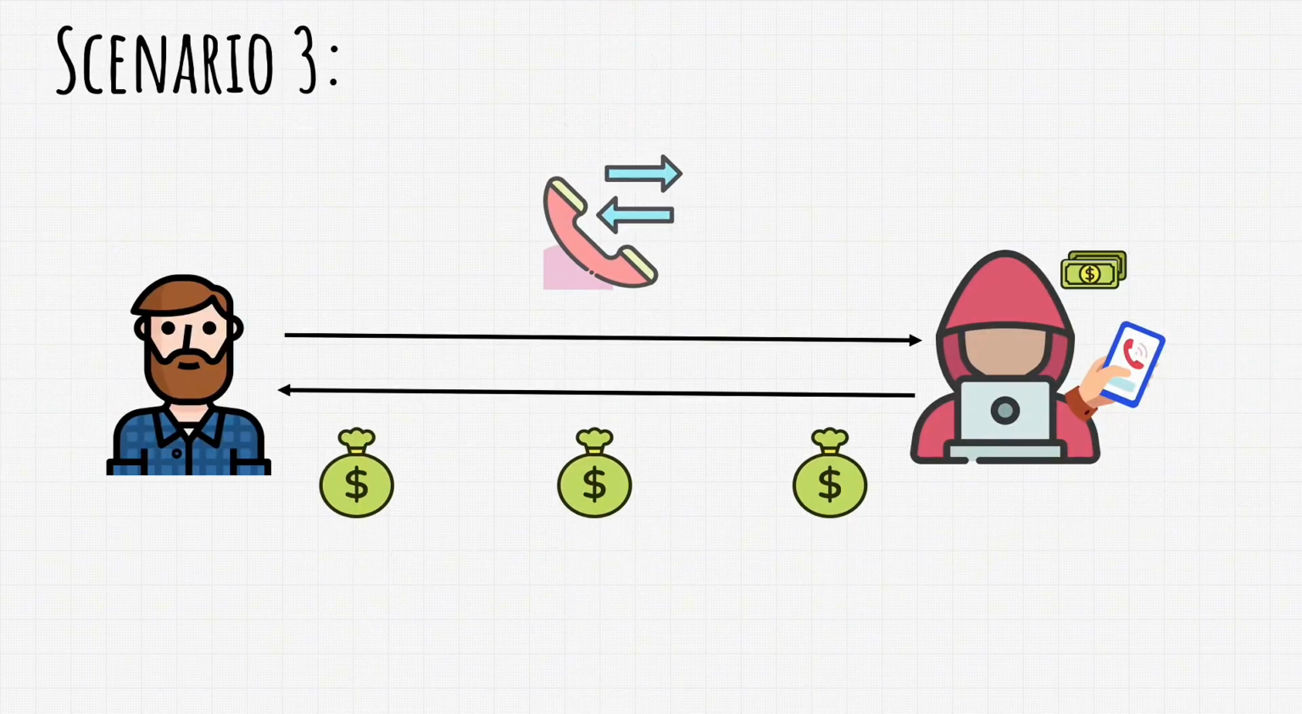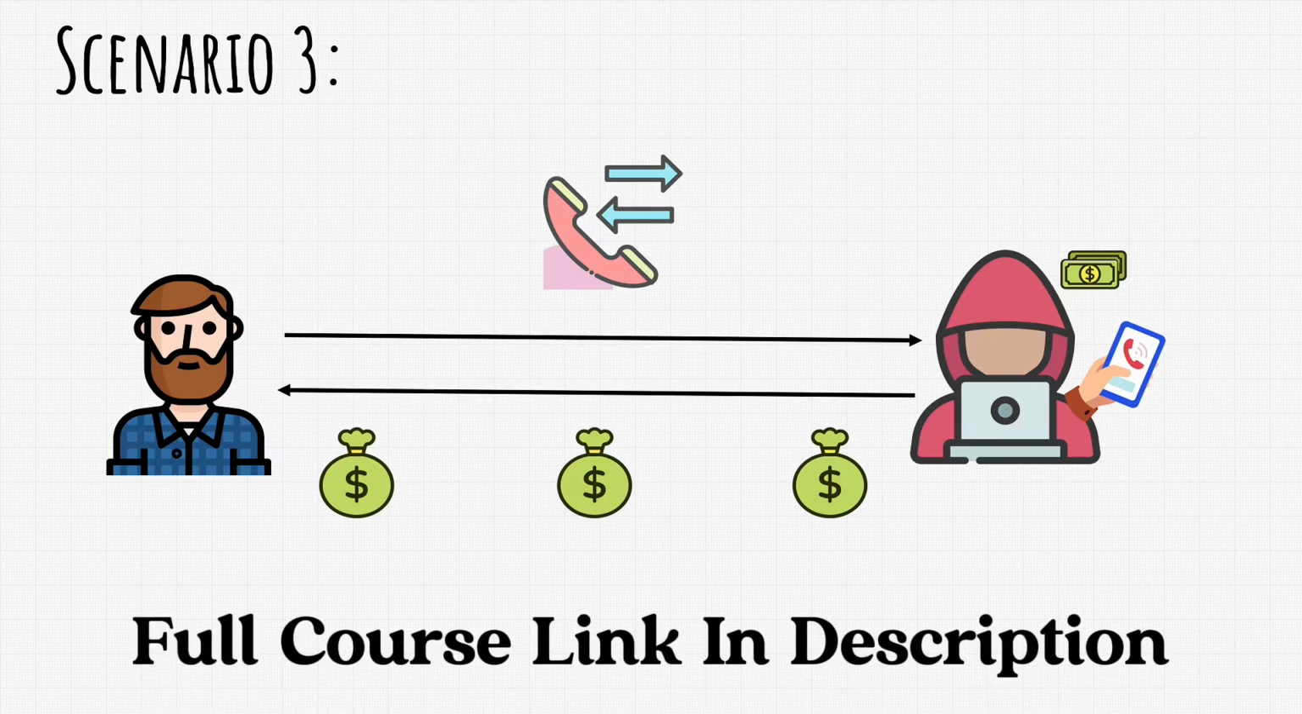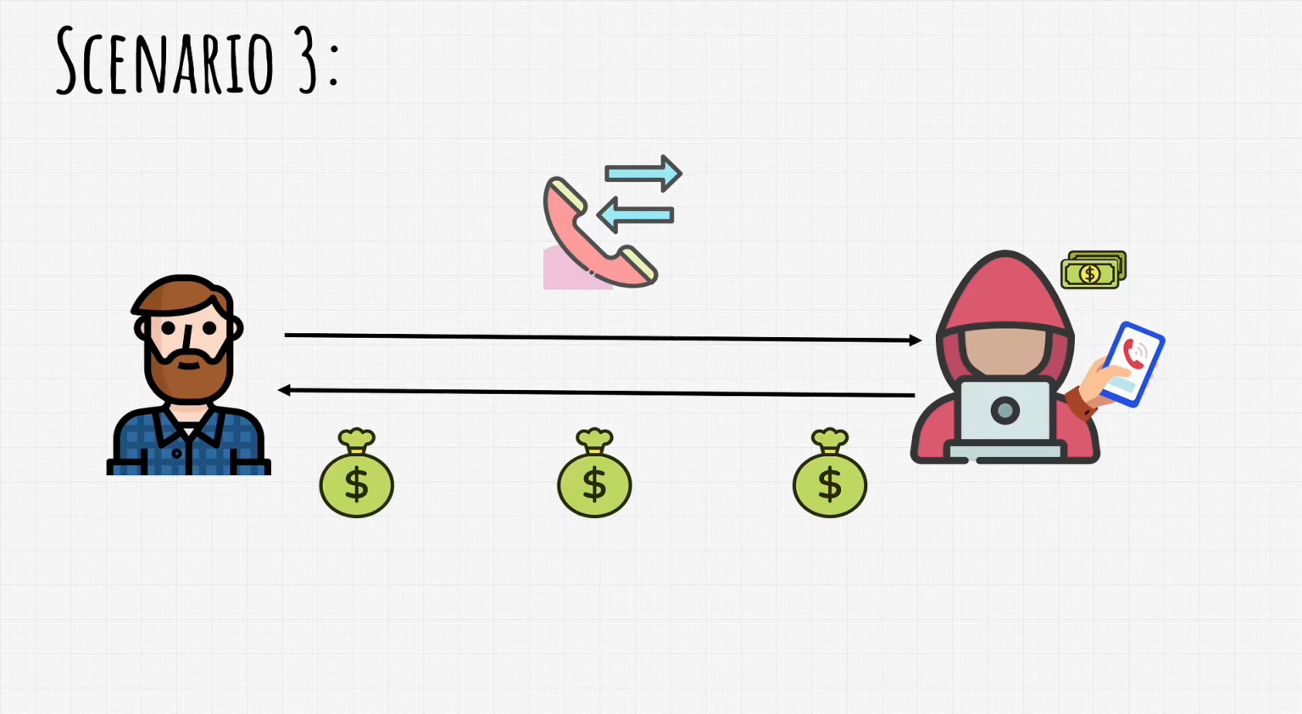Third possible scenario is government agency threat. You can receive a call from someone claiming to be from a government agency such as the IRS or the Social Security Administration. They inform you that there is a problem with your taxes or your social security benefits, and they can threaten to take legal actions if you don't comply.